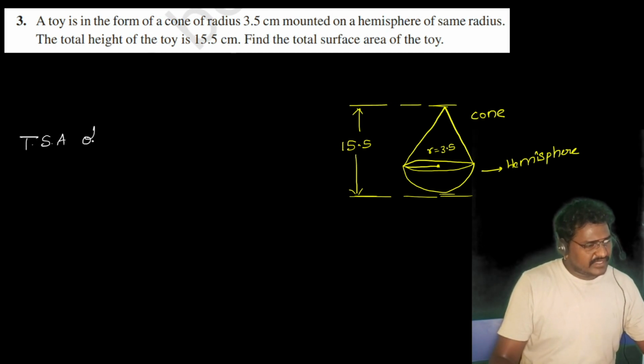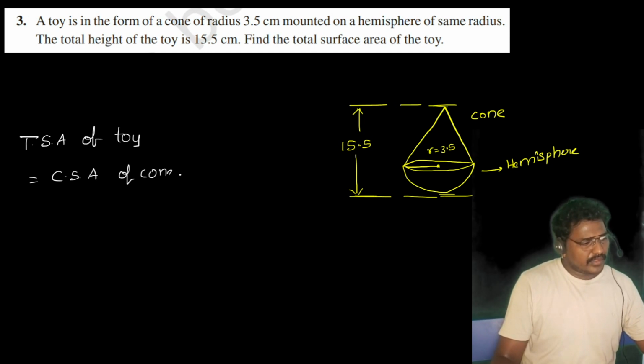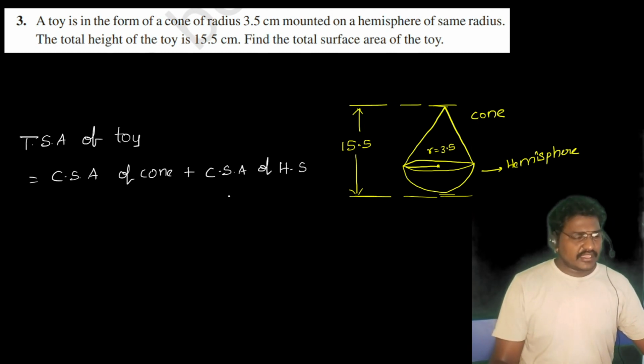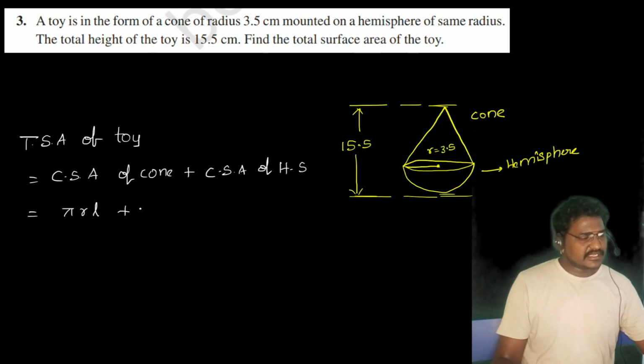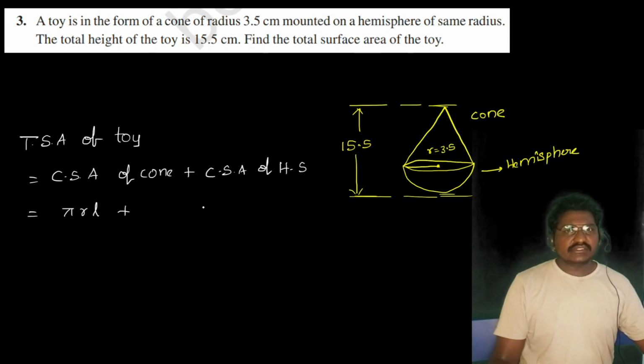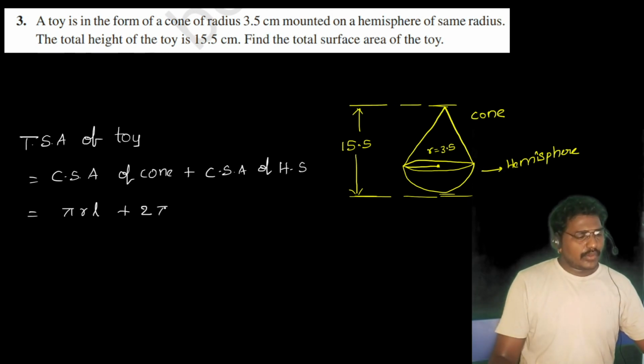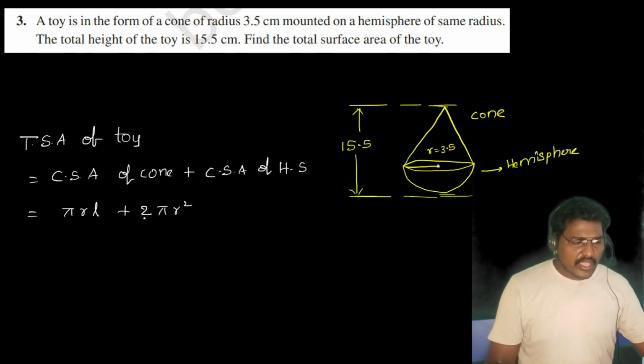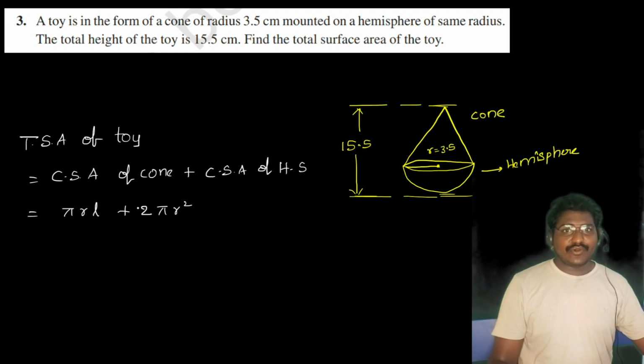Total surface area of the toy is equal to curved surface area of cone plus curved surface area of hemisphere. Okay, clear? Now, what is the curved surface area of the cone formula? It is pi r L, where L is the slant height, plus curved surface area of the hemisphere, which is 2 pi r square. Now we know the r value, but we don't know the L value.